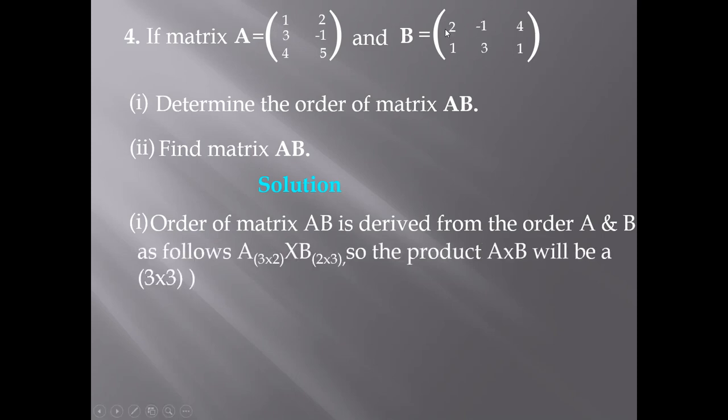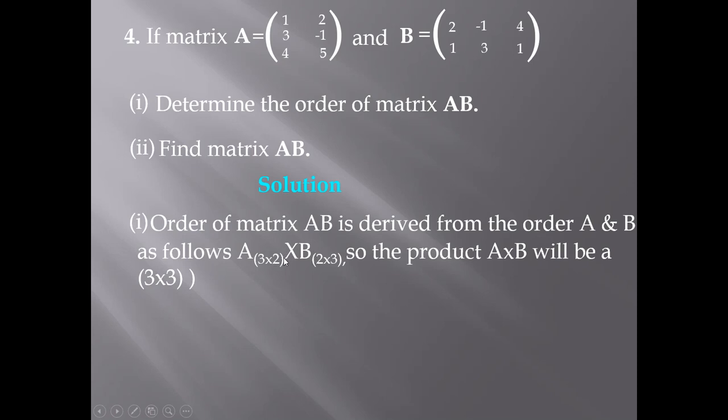How about B? How many rows do you see? 1, 2. 2 rows. And how many columns? 1, 2, 3. So B is a 2 by 3 matrix. Now we check it here. A is 3 by 2, B is 2 by 3. So meaning that A times B is very possible. Why? The number of columns of matrix A is equal to the number of rows of matrix B. So this is 2, this is 2. They are actually the same, meaning that A times B is very possible.